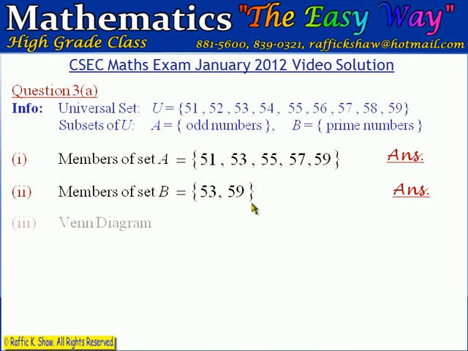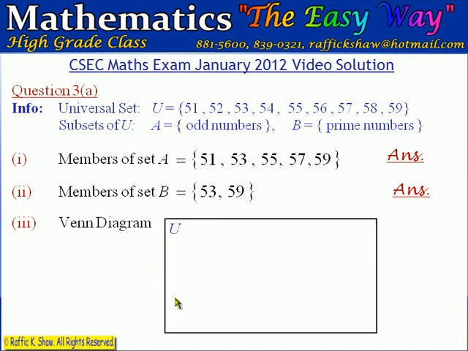Now part 3 is asking us to draw a Venn diagram to represent all this information. Now we must observe that the relationship between set B and set A is that set B really is a subset of set A, because 53 and 59 are also members of set A. So all of set B will be within set A. So when we draw our subset B and A, we have to place the whole of set B inside of set A. Let's go ahead and show that.